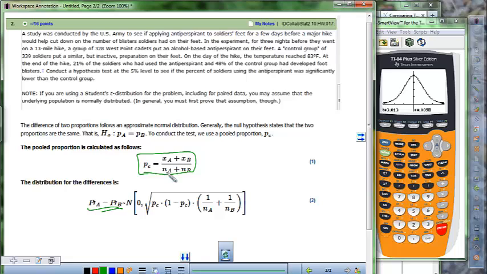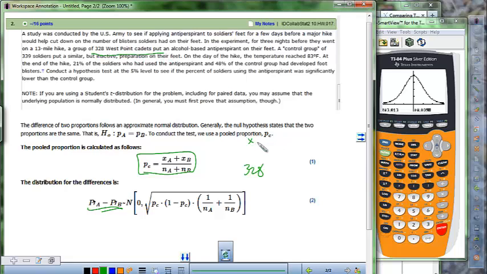The first way to do that is to gather all the information here, and you can find out the x, the n's, and stuff like that. So let's figure that out. Let's read through this. Talking about antiperspirants for soldiers' feet, and they did an experiment, and one group of 328 West Point cadets put on alcohol-based antiperspirants on their feet.